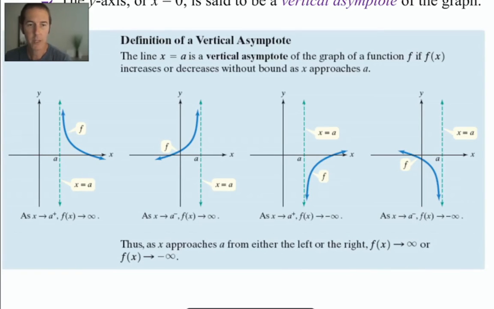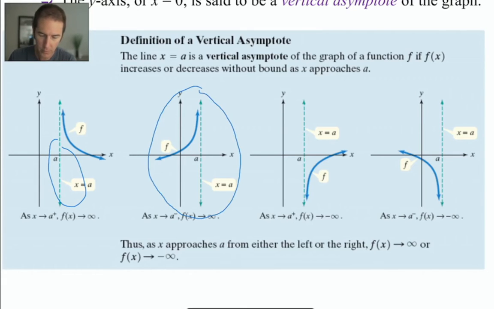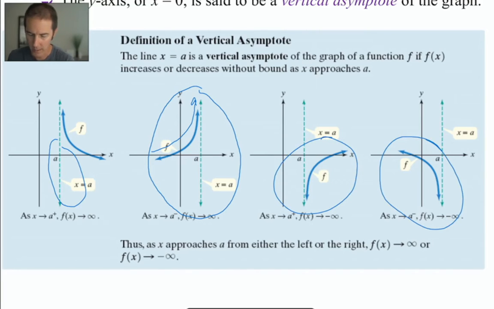It's not always going to be the y-axis. X equals a could be our vertical asymptote. Our function could be approaching it from the right and curve up along that vertical asymptote. Our function could approach from the left and curve up along that vertical asymptote. It could come in from the right and dive down toward negative infinity, or it could come in from the left and dive toward negative infinity.